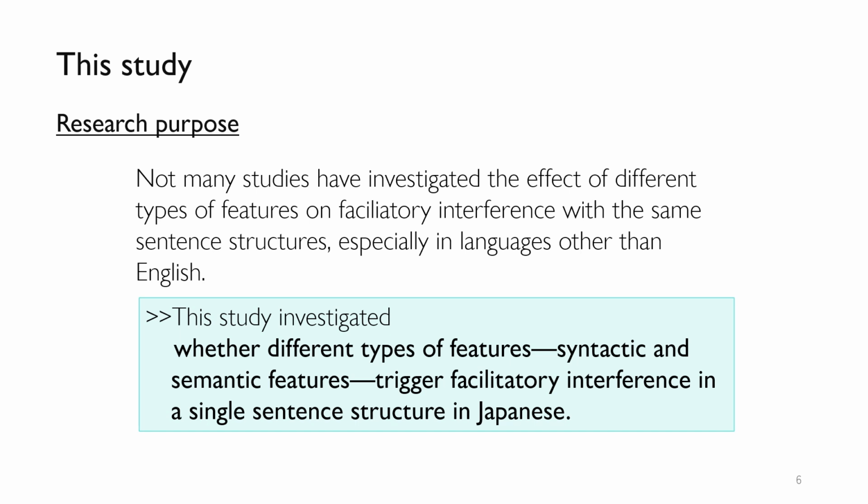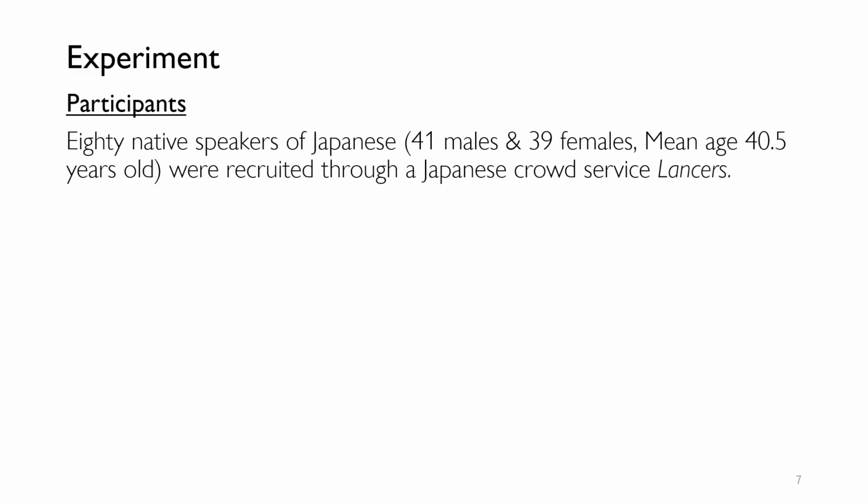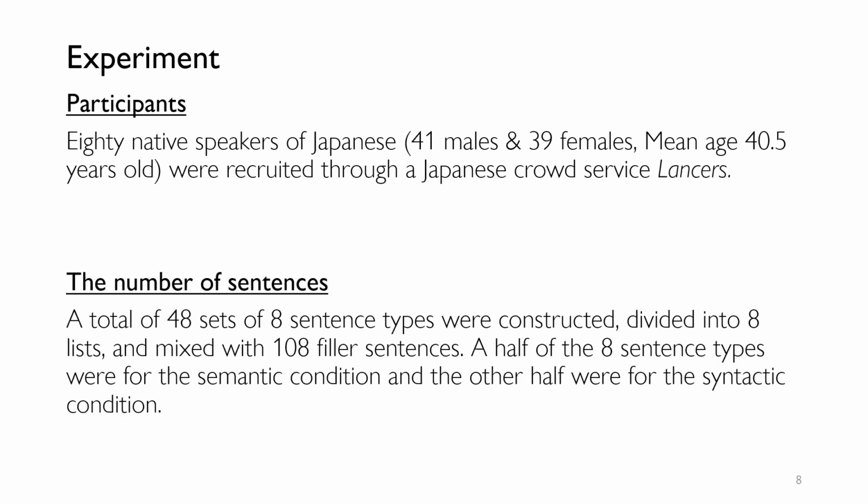structure in Japanese. 80 native speakers of Japanese were recruited through a Japanese cloud service, Lancers. A total of 48 sets of 8 sentence types were constructed, divided into 8 lists, and mixed with 108 filler sentences. A half of the 8 sentence types were for the semantic condition, and the other half were for the syntactic condition.